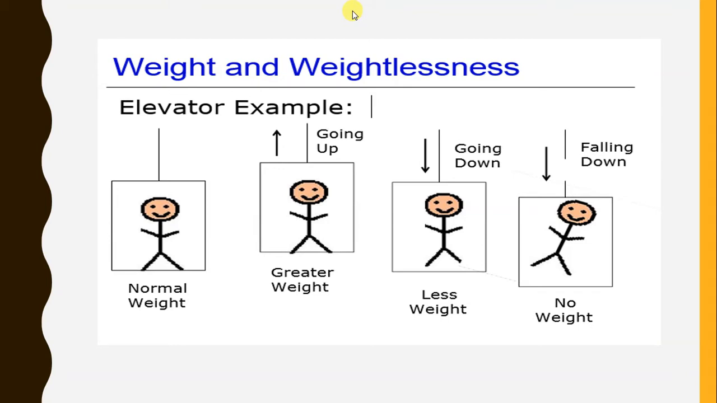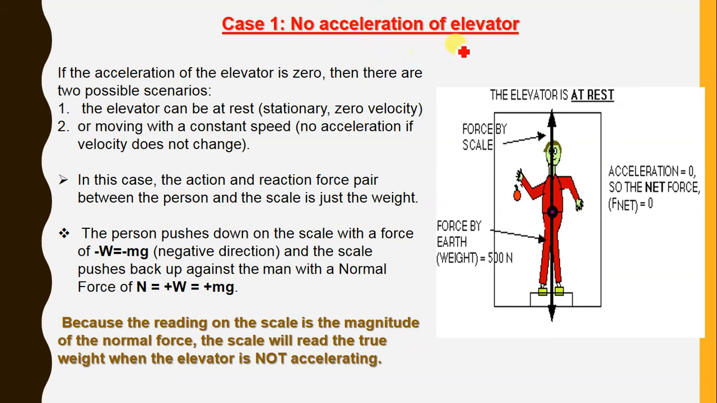Case number 1. No acceleration of the elevator. What does no acceleration mean? Acceleration equals 0. It means what? No change in speed. It means, girls, the elevator may be at rest. So if the acceleration of the elevator is 0, then there are two possible scenarios. What are they? Maybe the elevator is at rest, so stationary. When stationary, it means, girls, no motion, no velocity, so for sure acceleration equals 0, right? Or maybe the elevator is moving, but moving with constant speed. The speed is not changing, okay? And we know that acceleration is equal to 0 when the velocity is not changing, because acceleration is the change in velocity.